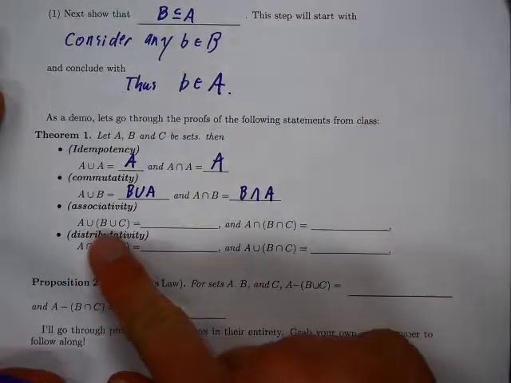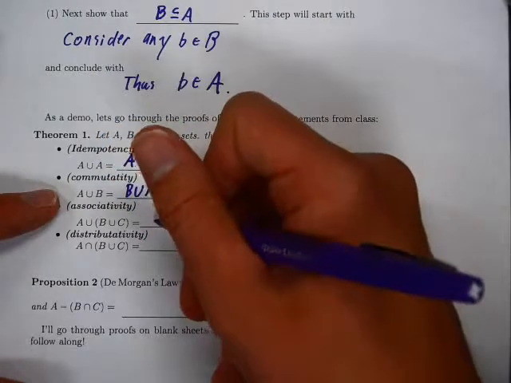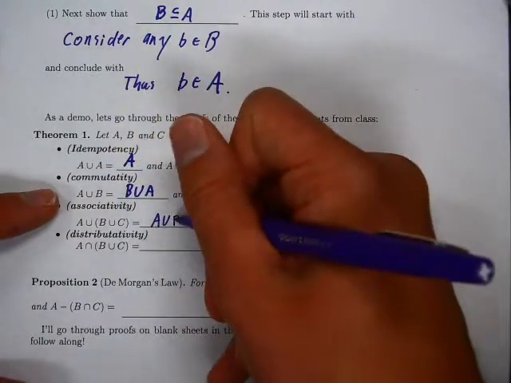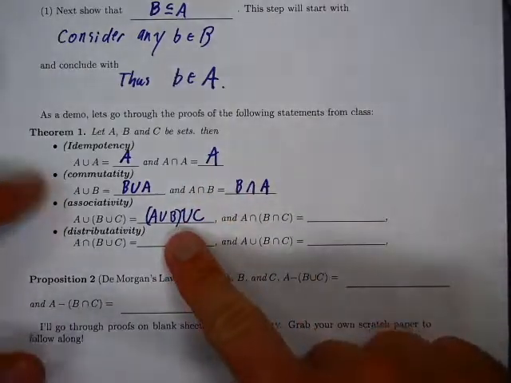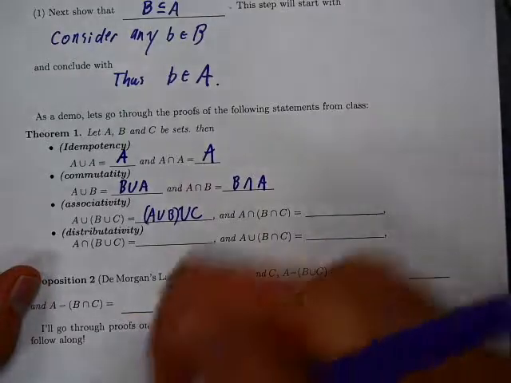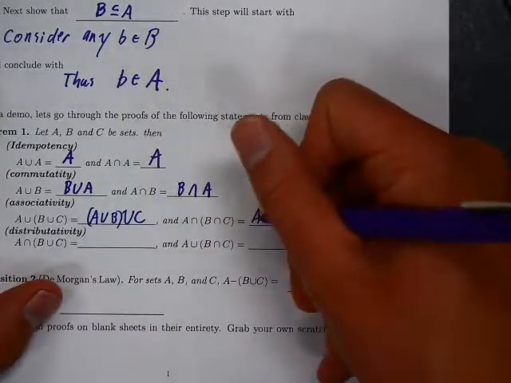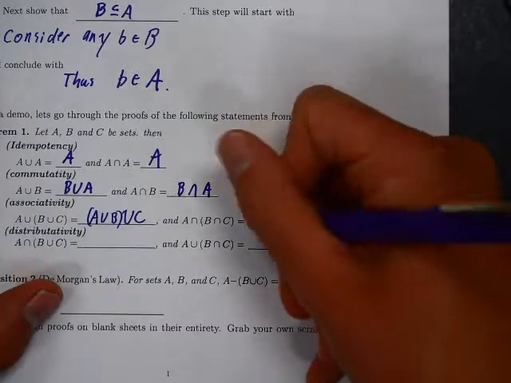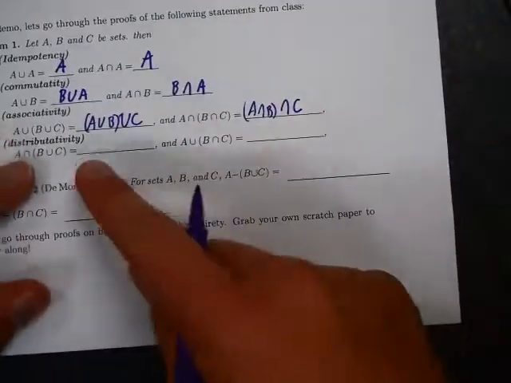A union (B union C) is the same thing as (A union B) union C; associativity means that it doesn't matter where parentheses are. So once we prove this, what this means is if you see a string of a bunch of unions, you don't need parentheses. And same thing with intersections. A intersect (B intersect C) is the same thing as (A intersect B) intersect C. And finally, distributivity.